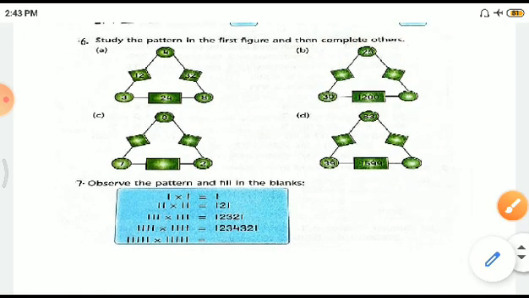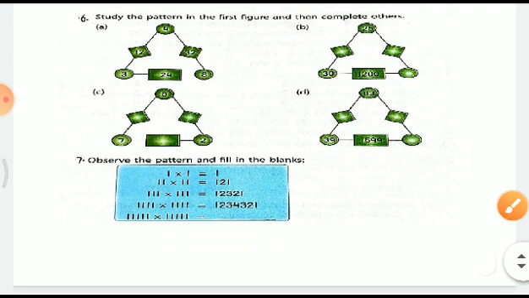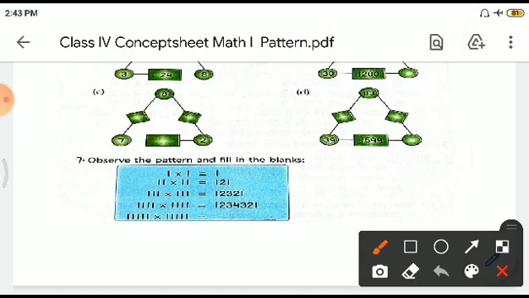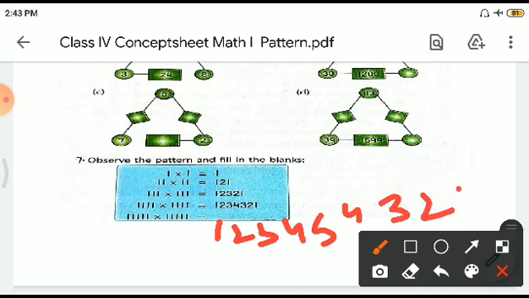Now beneath it there is another pattern given. 1 into 1 is 1, 11 into 11 is 121, 111 into 111 is 12321. Now if it is 4 digits, then 1, 2, 3, 4, 3, 2, 1. Now here there are 5 digits, so it would be 1, 2, 3, 4, 5. See, 5 digits here, 5 digits here, and then the number will come back in a decreasing order, right?